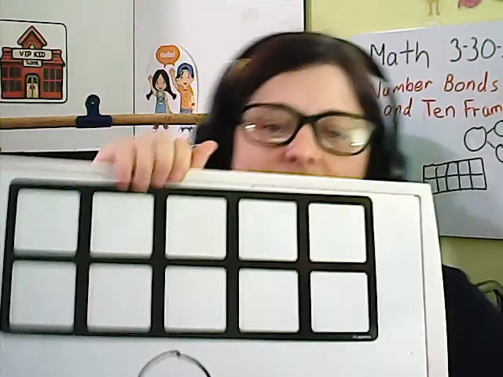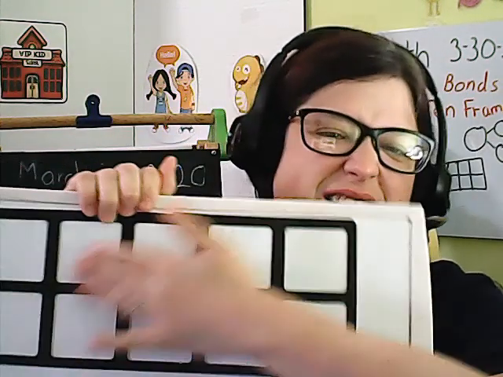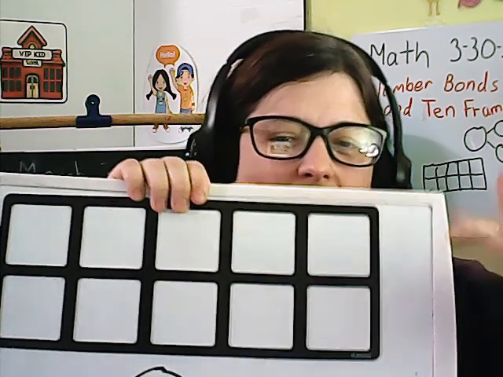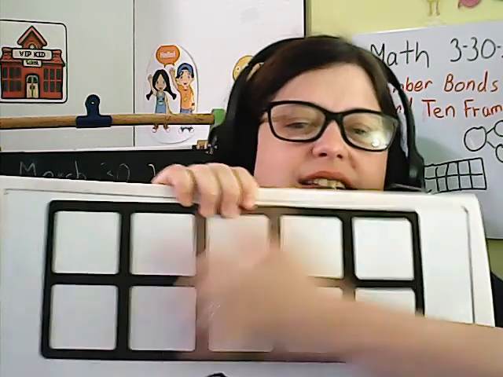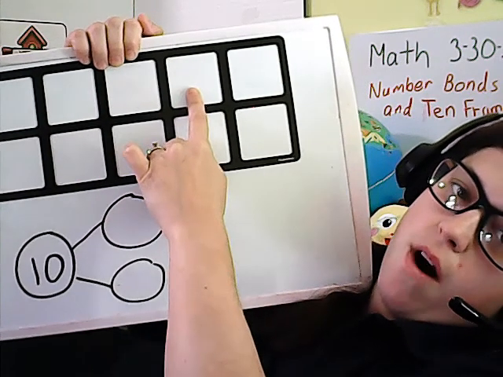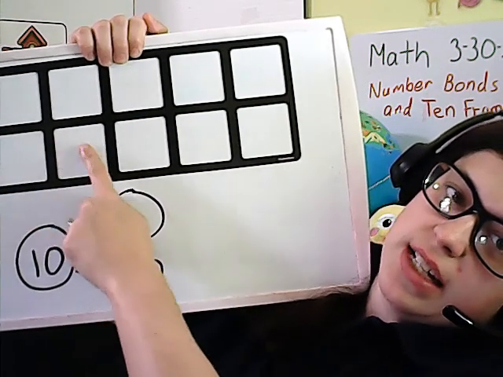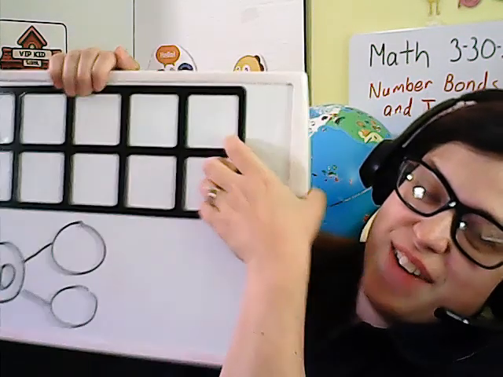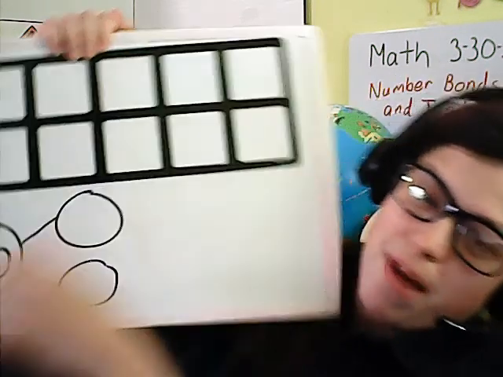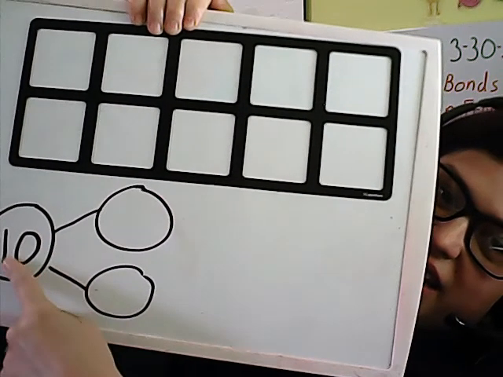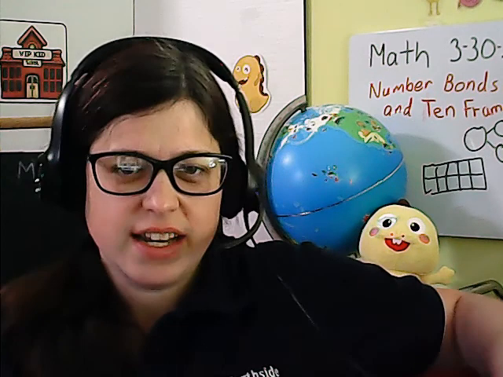So we call this a tin frame because it has 10 spaces, 5 on the top and 5 on the bottom. Let's count our 10 spaces. 1, 2, 3, 4, 5, 6, 7, 8, 9, 10. So today when I'm working with my tin frame and my number bond, I'm going to say that 10 is my whole. And we are going to divide the 10 up in parts.